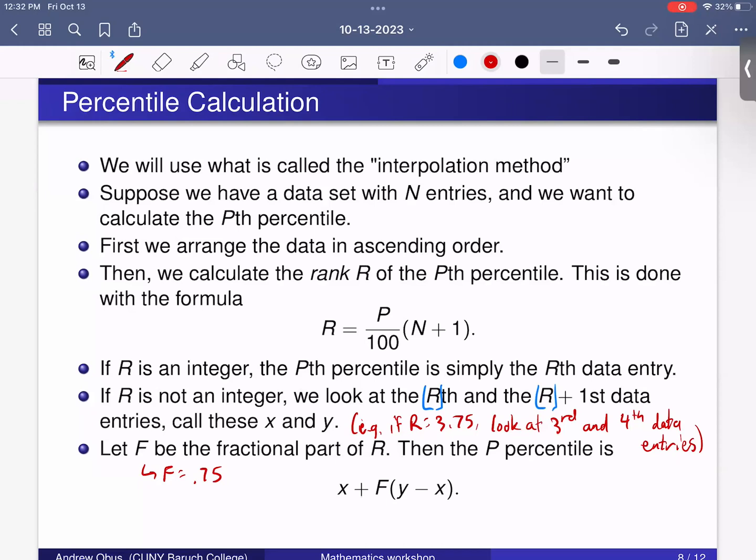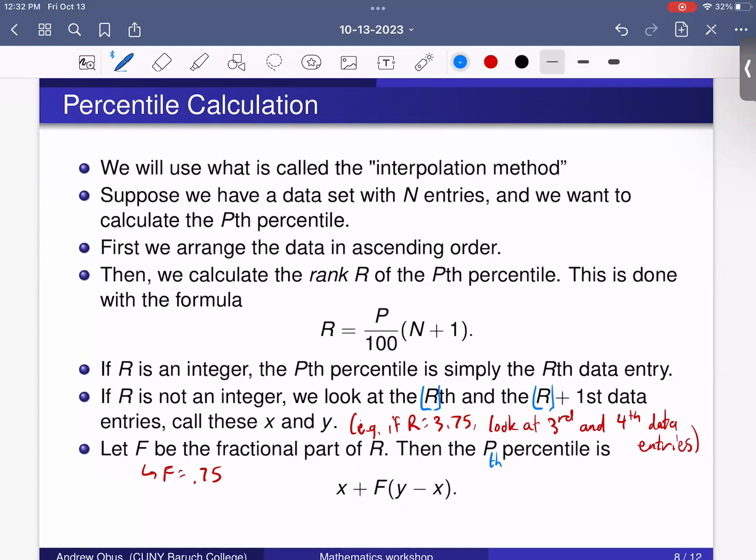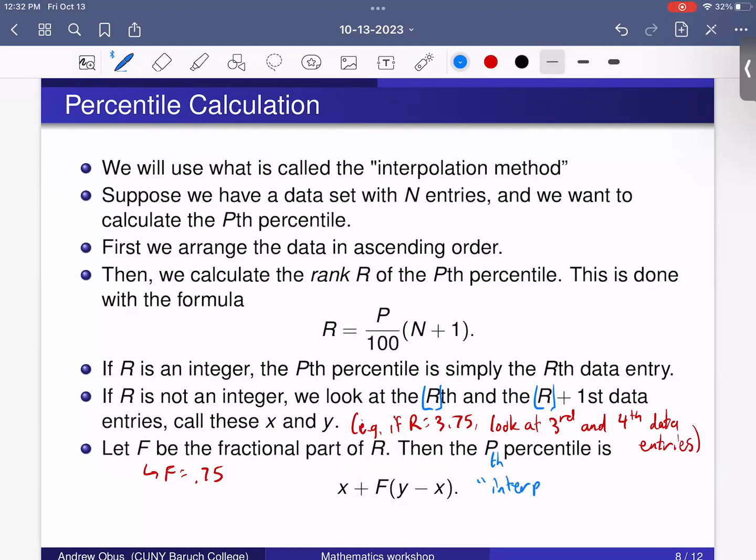In this case, the pth percentile is given by the following formula. You take X, which is the third data entry, and then you add the fractional part times the difference between Y and X. This is what's called interpolation. This is why the method is called the interpolation method. Okay, so that's a lot to do.